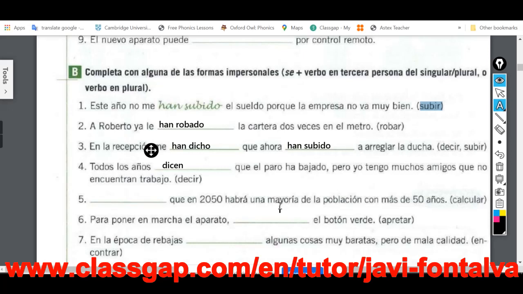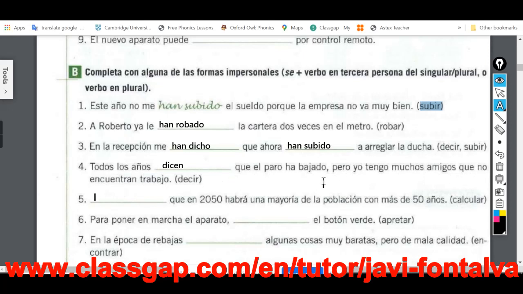Que el paro, so this is unemployment, ha bajado, so it is the opposite of subir. Has gone down, yeah? Pero yo tengo muchos amigos que no encuentran, but I have a lot of friends who cannot find a job.